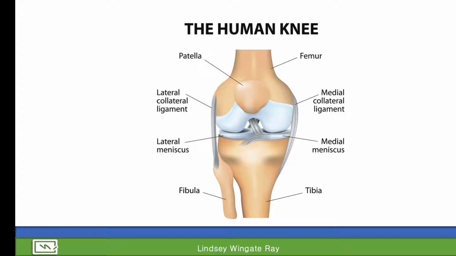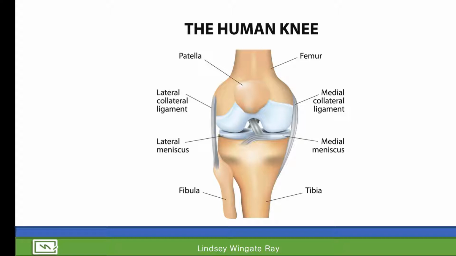Bones are connected by ligaments. Don't get ligaments confused with tendons. Tendons connect muscles to bone, and ligaments connect bone to bone, as you can see in this illustration. Collateral ligaments are found on the sides of the knee. The medial collateral ligament is on the inside of your knee, and the lateral collateral ligament is on the outside. They control the sideways motion of your knee and brace it against unusual movement.